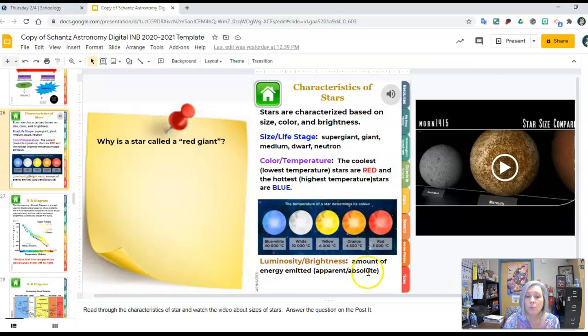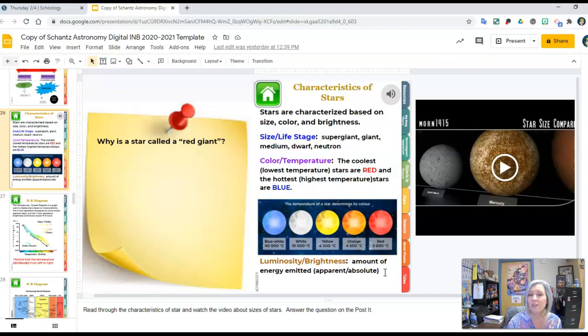The luminosity or brightness just means how much light is being emitted. It's that energy being emitted from the star. So we're looking at how bright it is. Now there are two ways to look at it. The absolute magnitude would be an actual measurement. Like you physically measure this star and we know that it is 10,000 times brighter than the sun.